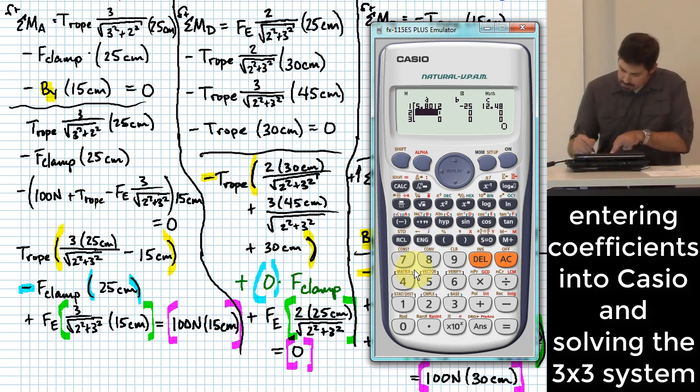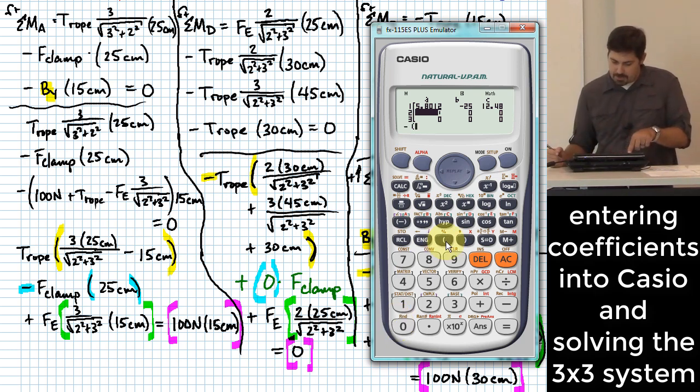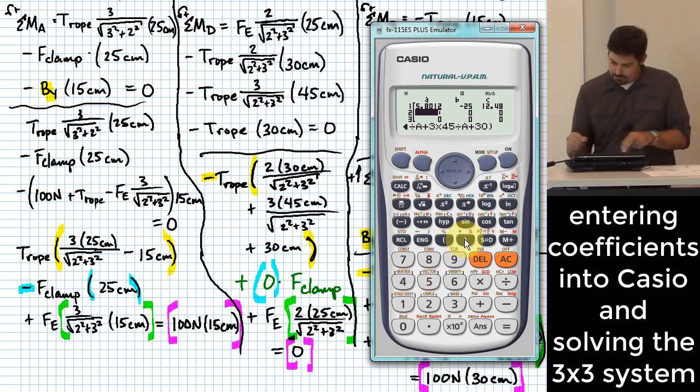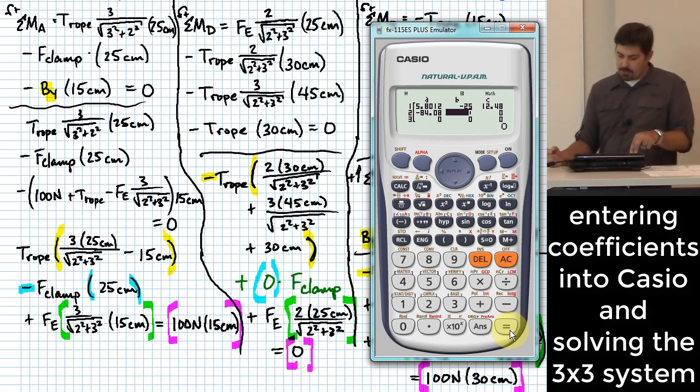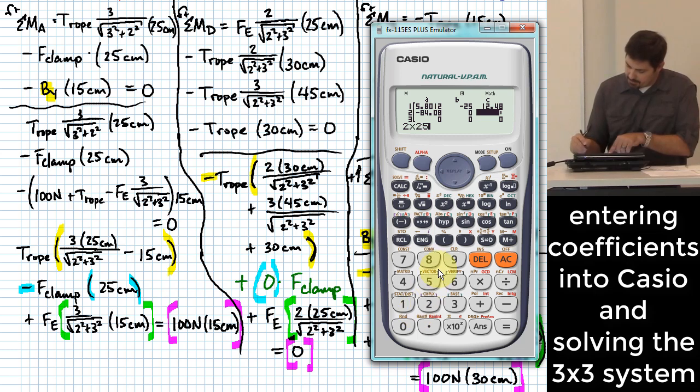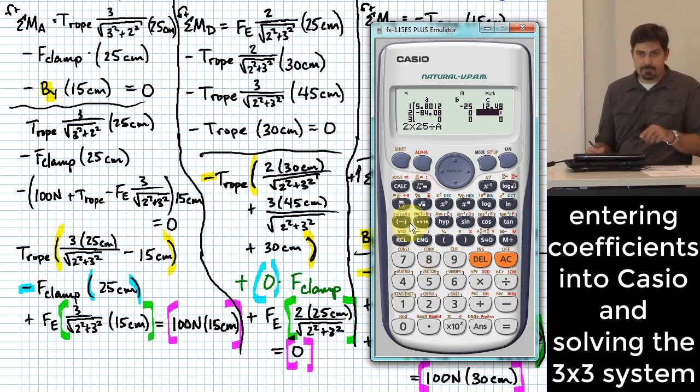Second equation, we're going to put in minus, okay, bunch of stuff in parentheses here, 2 times 30 over A, right, plus 3 times 45 over A, plus 30. Okay, what's my coefficient of F clamp for this equation? 0, right? What next? 2 times 25 divided by what I had stored in A, which is that square root, right? And then lastly, 0.